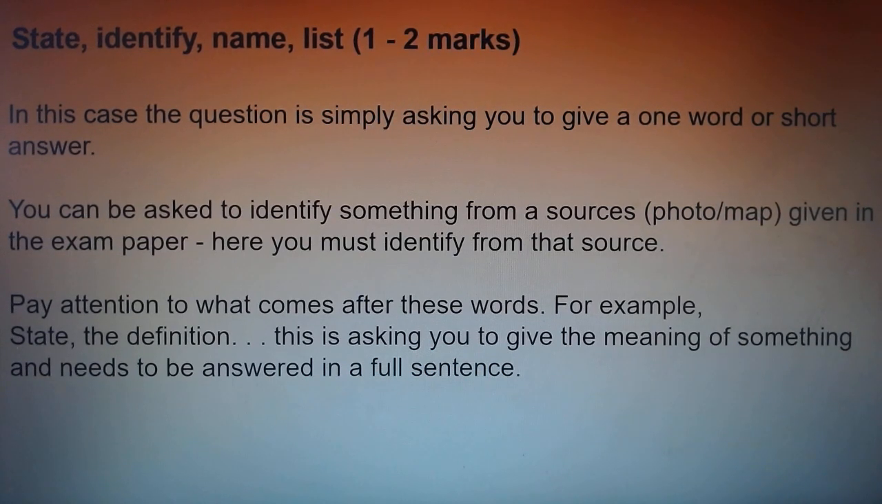Okay, you can be asked to identify something from a source, a photo or map, given in the exam paper. Here you must identify from that source. So if you're asked to identify or name something given in figure 1, and you see it's a picture of a coastline, but then you just name something random that's not actually in the picture, you get 0.